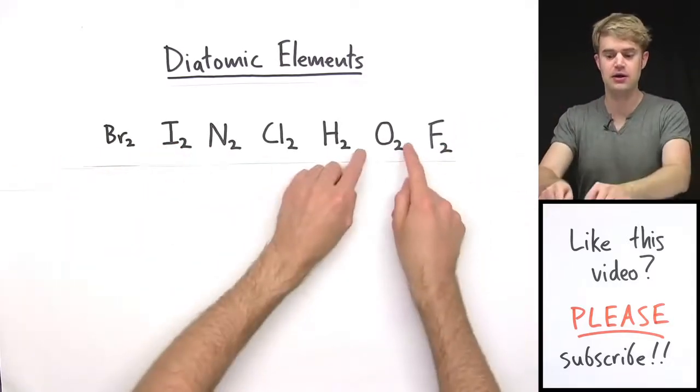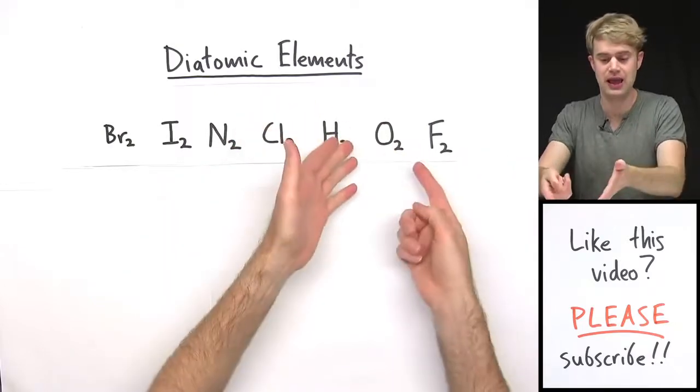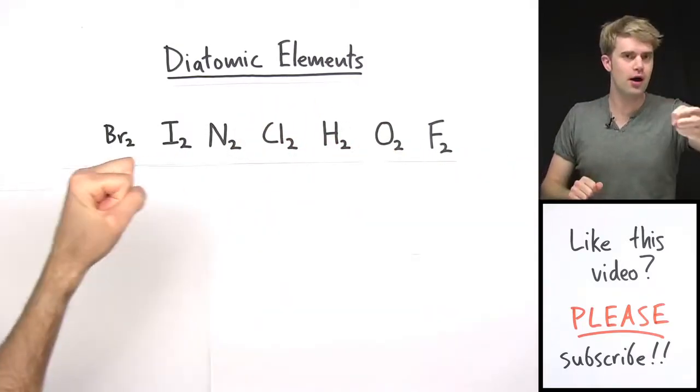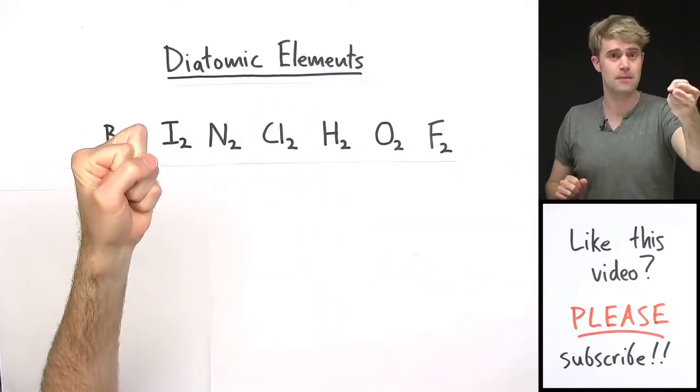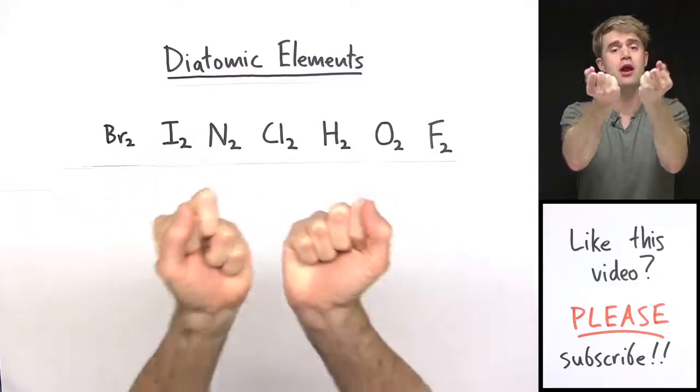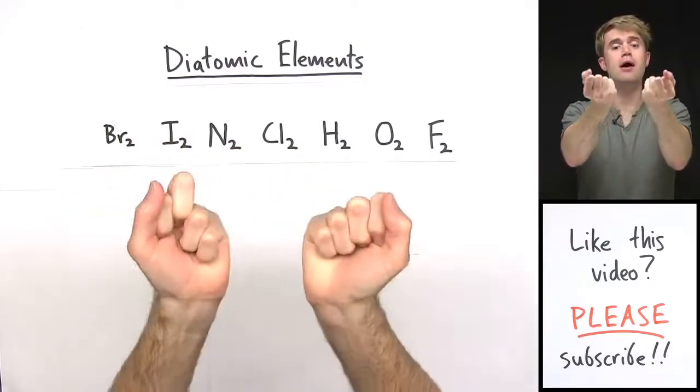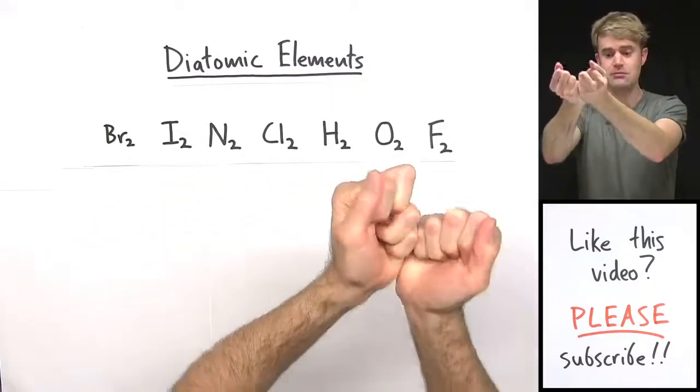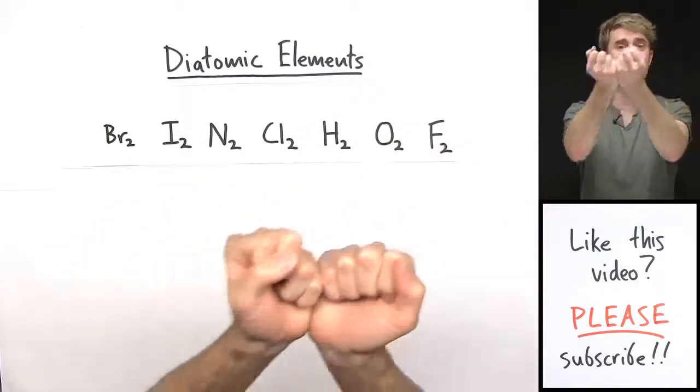The big idea here is, say for oxygen gas, you never find just one oxygen atom floating around. You always find it paired up with another oxygen atom, making a molecule with 2 oxygen atoms, and that's O2, and that's what's floating around.